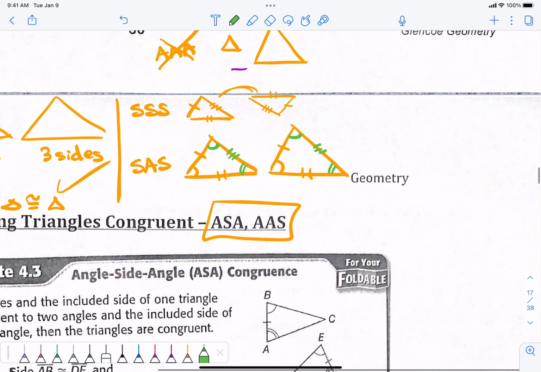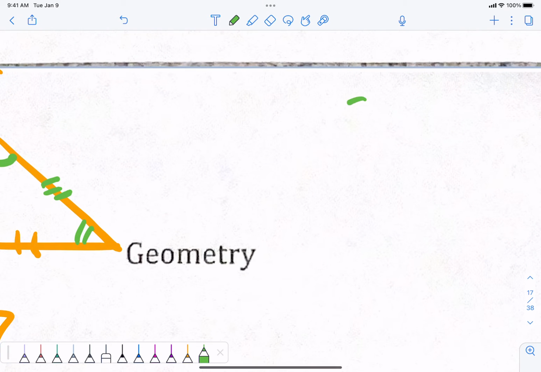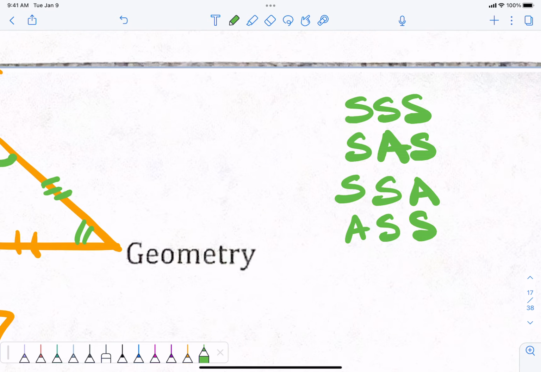Okay? Now, let's talk about different combinations that we could have, okay? So we've talked about side, side, side, okay? Then we've talked about side, angle, side. Other combinations would be like side, side, angle, right? Or this way. Side, side, angle, or what's the other one? Angle, side, side? Angle, side, side, okay.